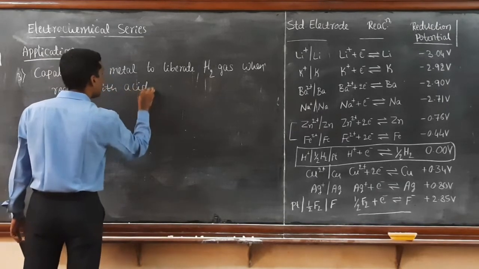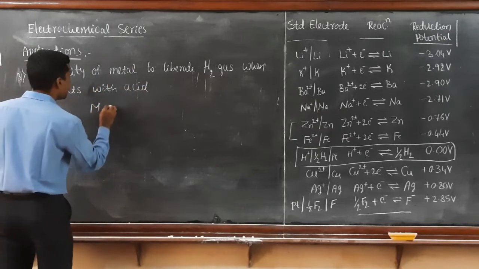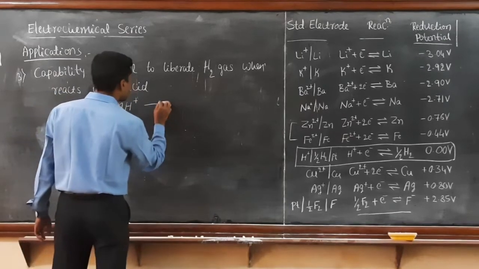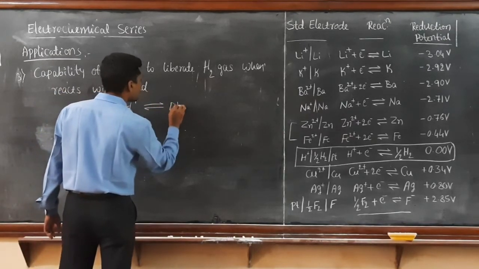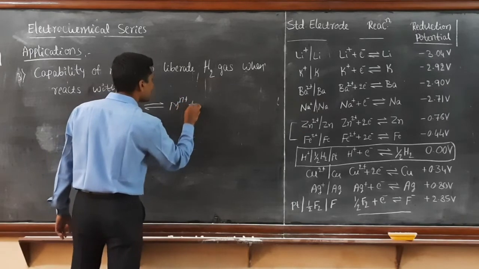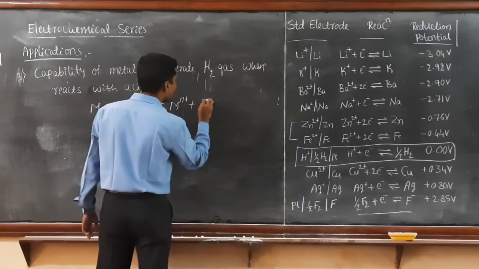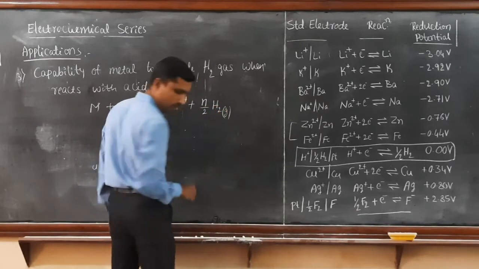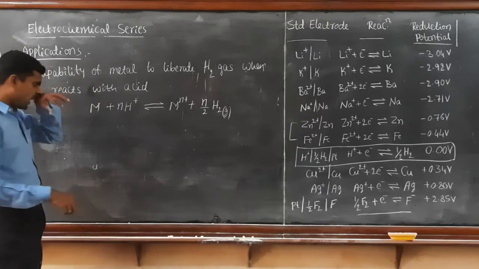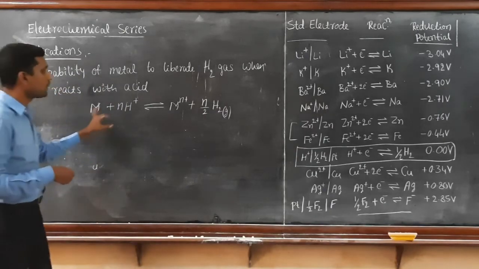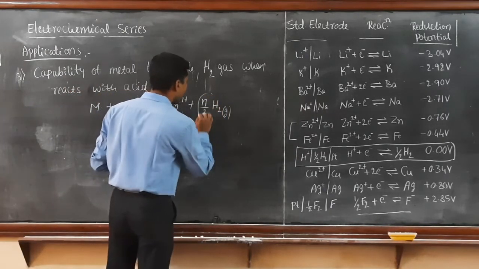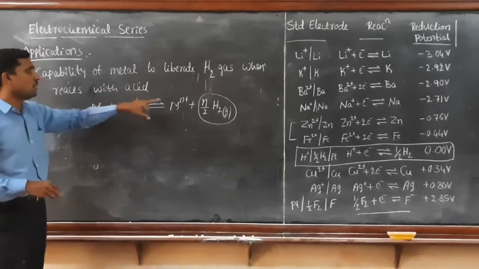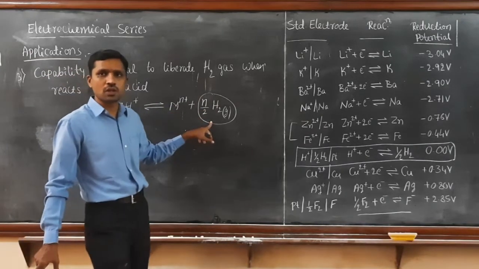So that is nothing but whenever a metal reacts with the H plus ion that is present in the solution, there is liberation of hydrogen gas. In order to liberate this hydrogen gas, that is, whenever a metal reacts with the acid, there is a liberation of hydrogen gas.